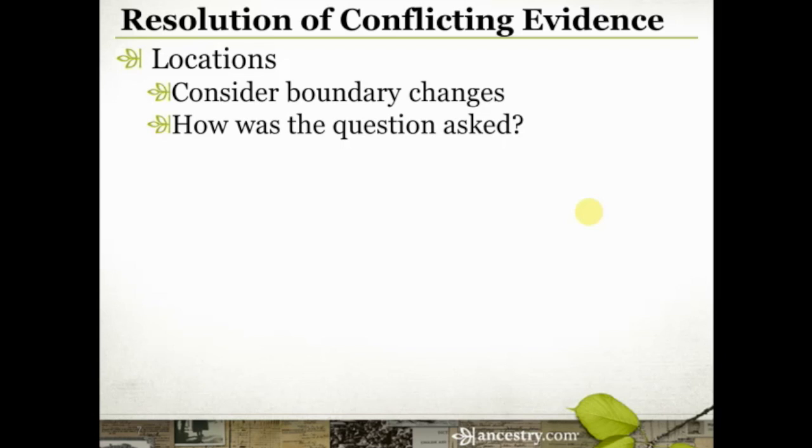The other thing you have to think about with locations is how was the question asked? I use census records as an example often just because they're the records that we deal with probably the most, especially those of you who are new to family history. But think about how the question was asked. The question on the census specifically is, where were you born? But I have a sneaking suspicion that not all census takers asked that question in that way.